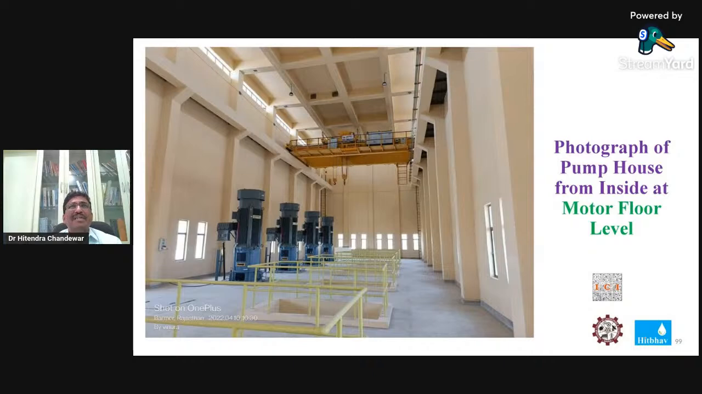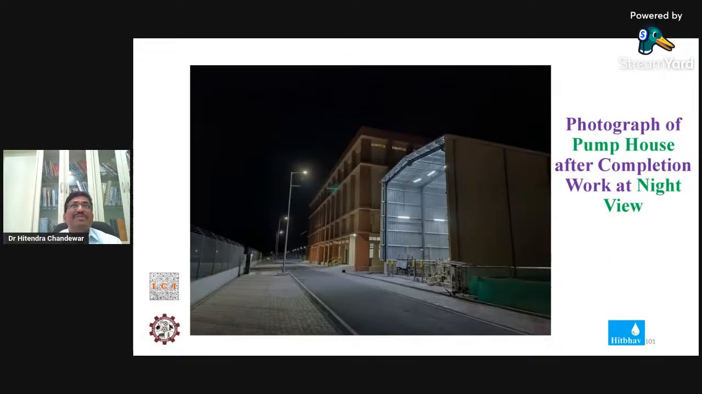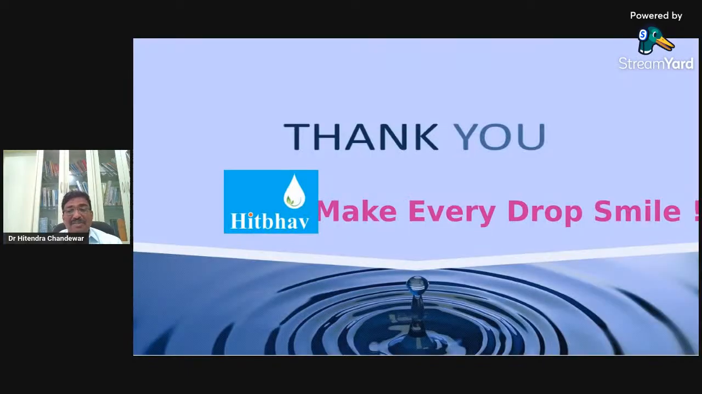So this is how the work was executed, and this is another aerial view of the pump house. On this one side is sodium hypochlorite. There is a tank of sodium hypochlorite. Before sending the water to the WTP, they have to dose sodium hypochlorite into the running pipelines. So this is the evening photograph of the pump house. So this is how my presentation is over.